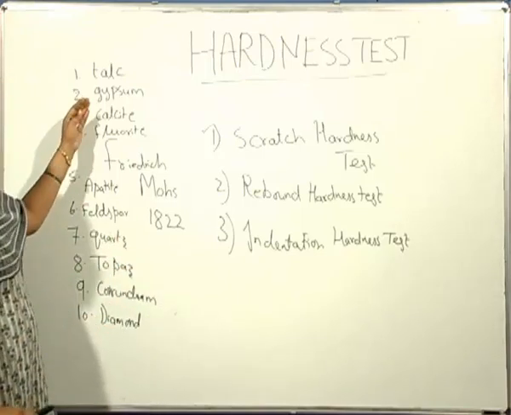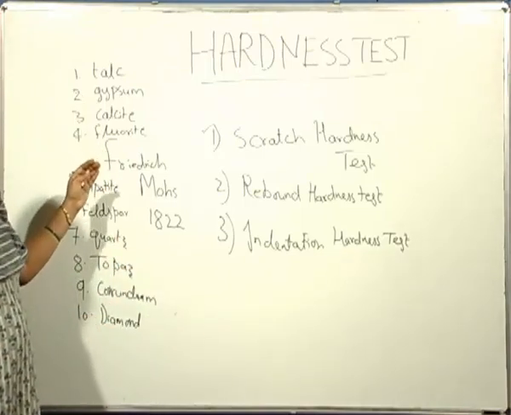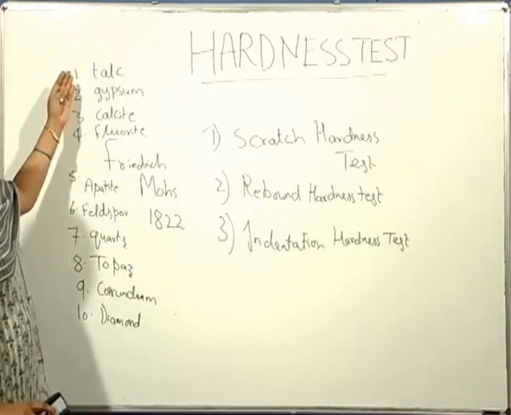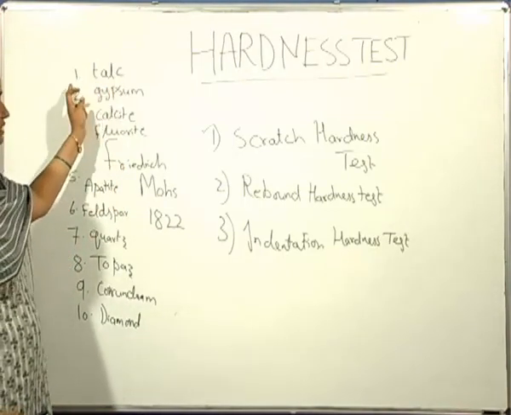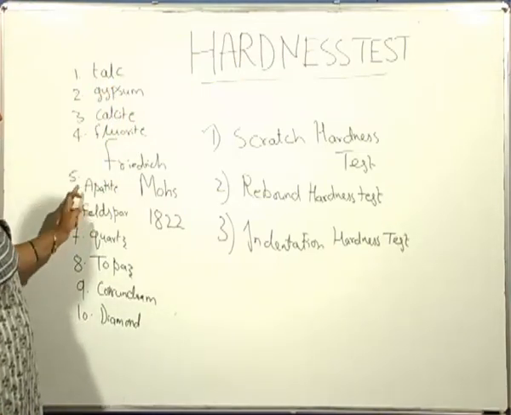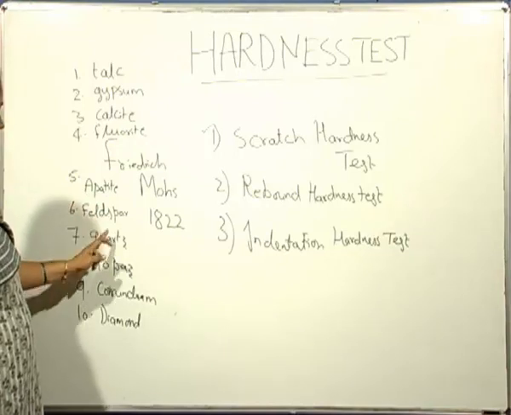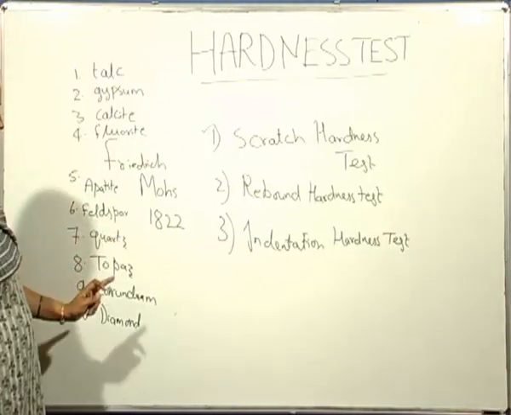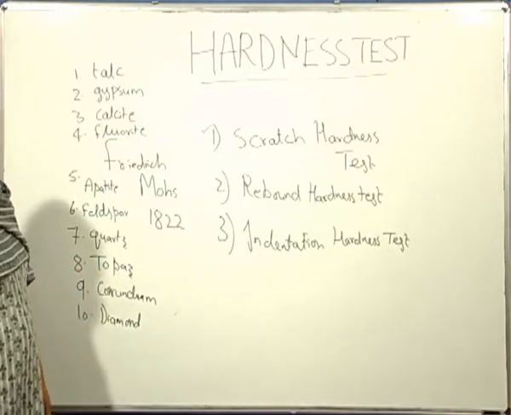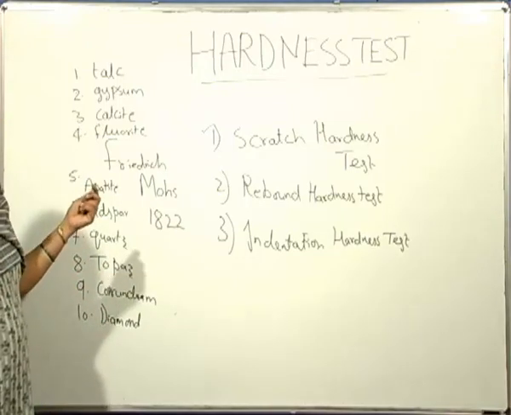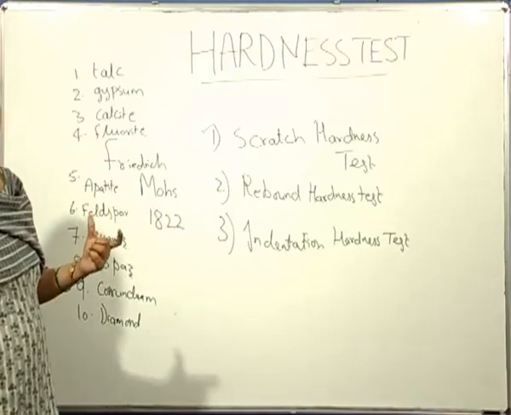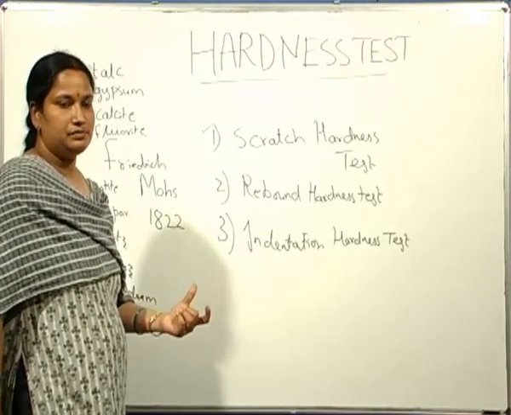So these are the different ranks depending upon the ability to scratch another material. The softest is talc, which is ranked 1, 2 gypsum, 3 calcite, 4 fluorite, 5 apatite, 6 feldspar, 7 quartz, 8 topaz, 9 corundum, and 10 diamond. So these are the various minerals which are placed in this scale depending upon the ability to scratch.